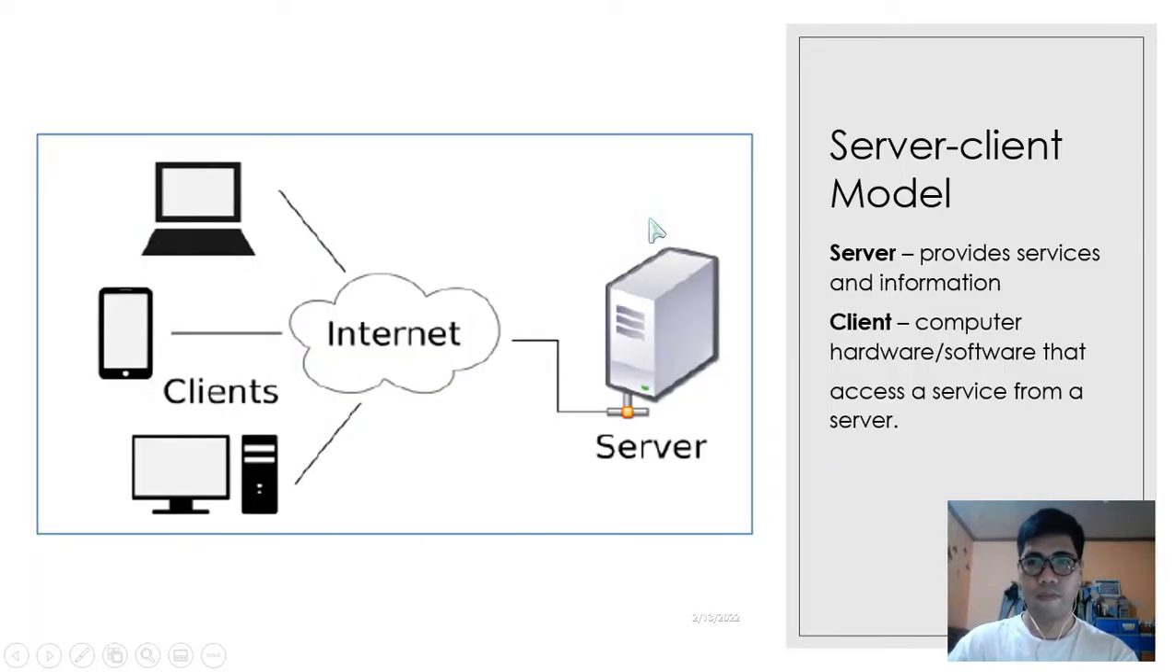Next, we will discuss the server-client model. Basically, a server provides services and information, and a client is computer hardware or software that accesses a service from a server. So this is the server-client relationship or model, which uses the internet to allow clients to access the server, meaning the hardware or software, which are our personal computers, smartphones, and other end devices.